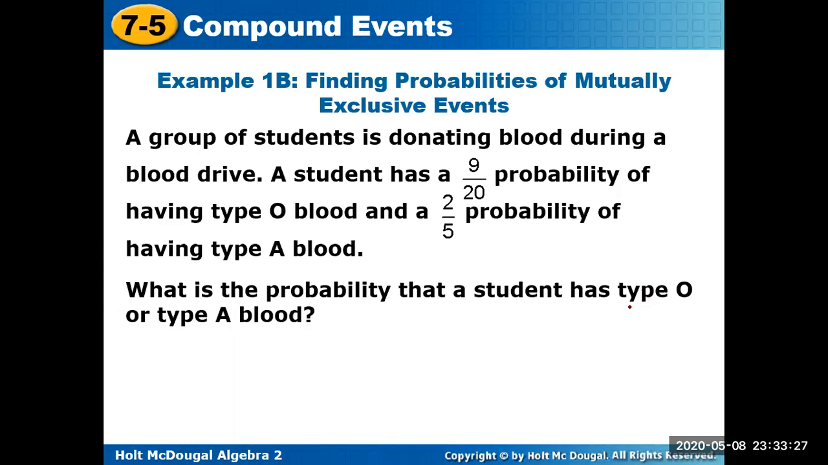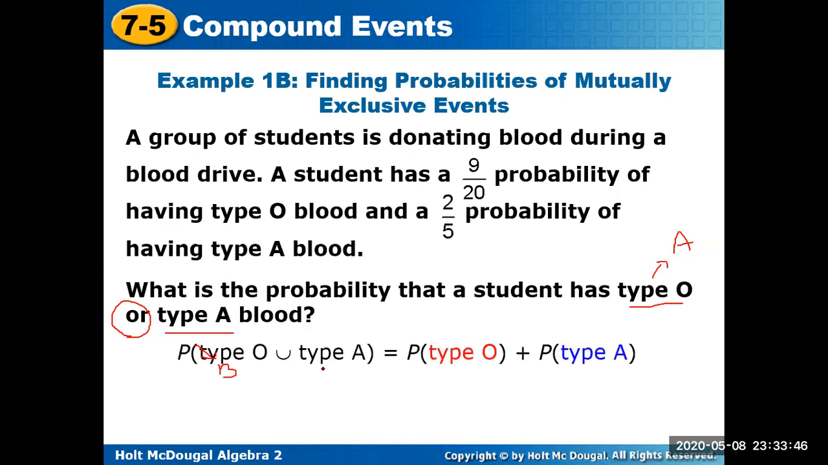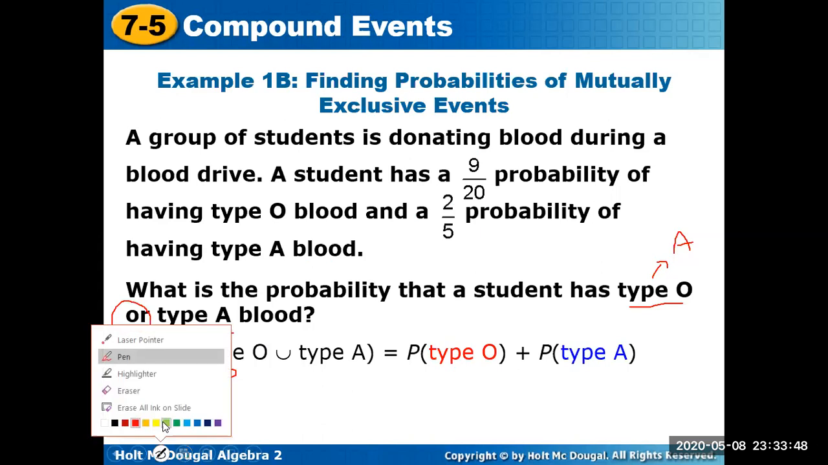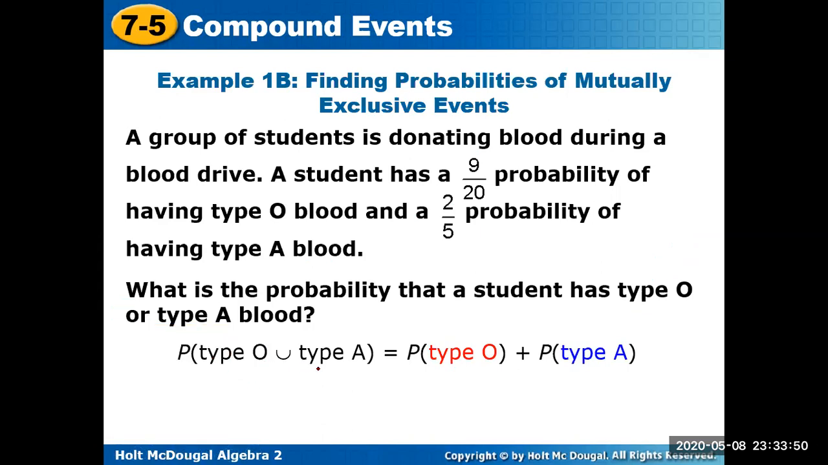So type O is, let's say, the event A, and type A is our event B. And then we have the word "or". Or means we will use union. So probability of A union B. That means I just simply have to add their individual probabilities. So probability of type O union type A equals probability of type O plus probability of type A.